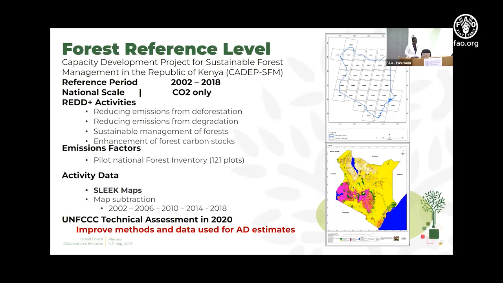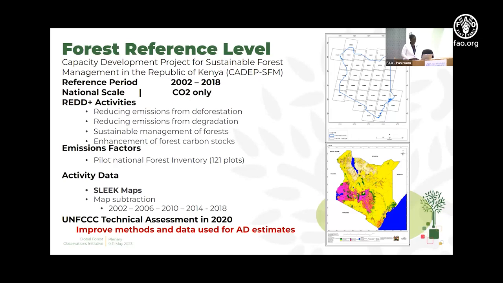And then we also had emission factors from pilot national forest inventory, because in our country we have not undertaken a full NFI. And we had a total of 121 plots spread across different forest strata in the country. So the sample was quite representative for all the forest strata, and therefore getting the emission factors was also representative.